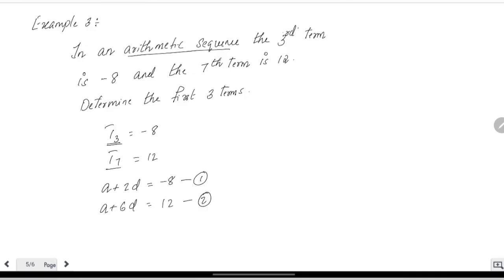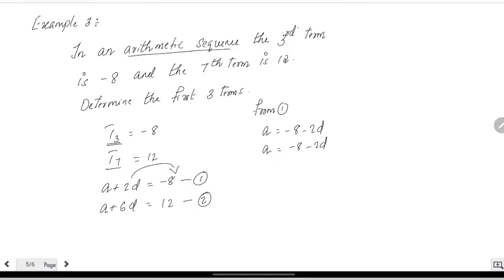So we got two linear equations. Then we can solve and find the values of A and D. You can go either by the elimination method or the substitution method. It is up to you. Let me go with the substitution method. From equation 1, let me find the value of A. A is equal to what? Send it to the other side: minus 8 is already there, and 2D goes to the other side as minus 2D. That is A, we got it: A equals minus 8 minus 2D.